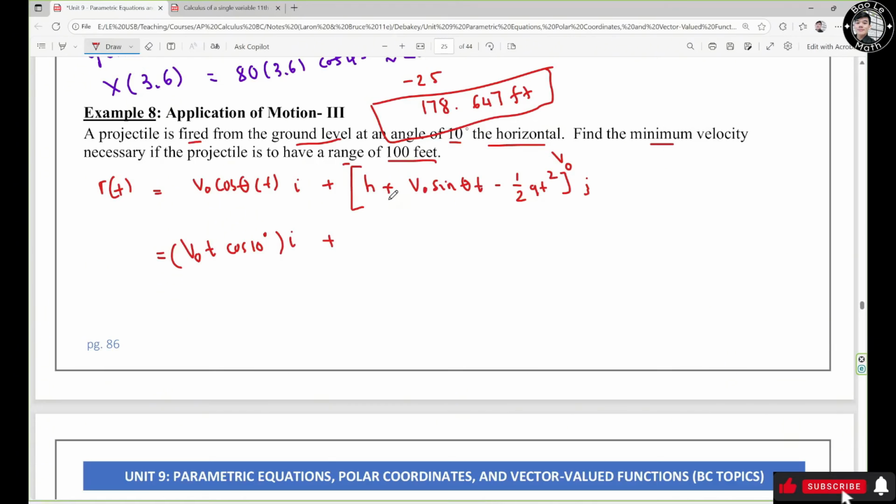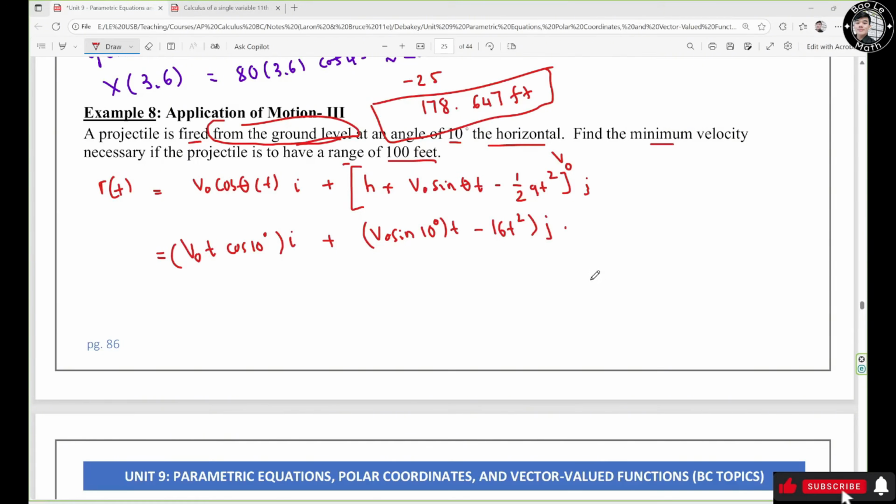Plus initial height is 0, right? Look, from the ground level, right? So it's gonna be v0 sine 10 degree t minus g equals 32 divided by 2, it's gonna be 16, so it's gonna be 16 t squared. This one is the j component, right?